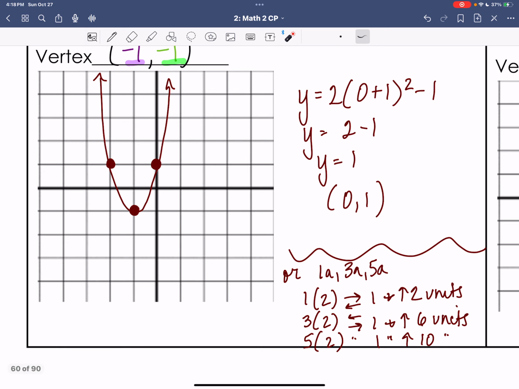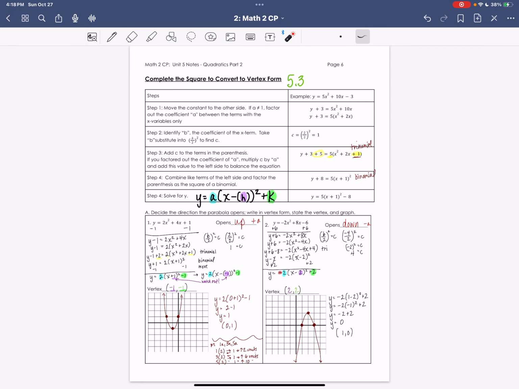Or you can do 1a, 3a, 5a. So if a is 2, you're going to go from the vertex over 1, up 2, over 1, up 6, but we ran out of space. And then you're going to do the same thing here. Over 1, up 2, over 1, up 6, and then repeat, but we ran out of space. So to graph, either way is fine.